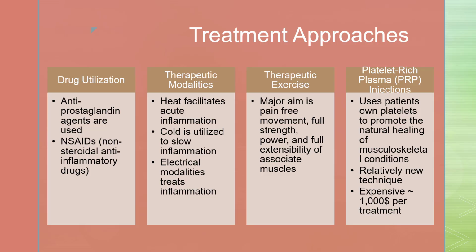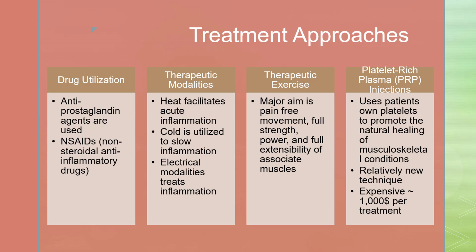Here are some various treatment approaches to help assist the healing process. We can use drugs. Antiprostaglandin agents can be used to combat inflammation. We can also use non-steroidal anti-inflammatory agents, also known as NSAIDs. For therapeutic modalities, thermal agents can be utilized. Heat facilitates acute inflammation, and cold can be utilized to slow down inflammation. Electrical modalities can be utilized to treat inflammation. There are many different variations of electrical modalities that we'll discuss in this class.